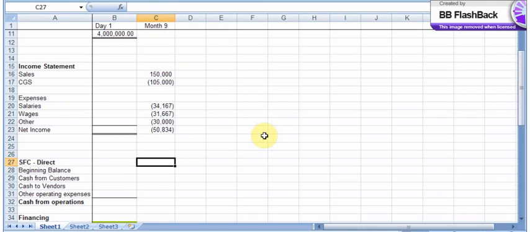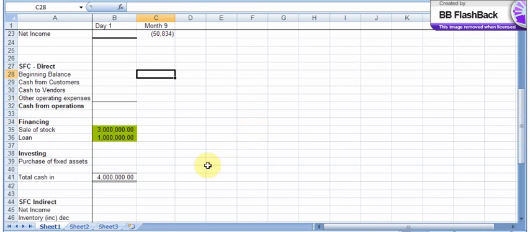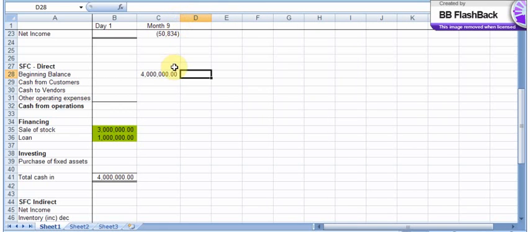Okay. Our next task is to do the cash flow statement, direct cash flow statement. We have beginning balance here, beginning balance in our cash flow statement. Well, the beginning balance is equal to the ending balance from the previous month. So we have this ending balance here of $4 million. So we can link our beginning balance to that. So that equals 4 million. And all that means is that the column is not wide enough. Right? So we can get rid of the decimal places.